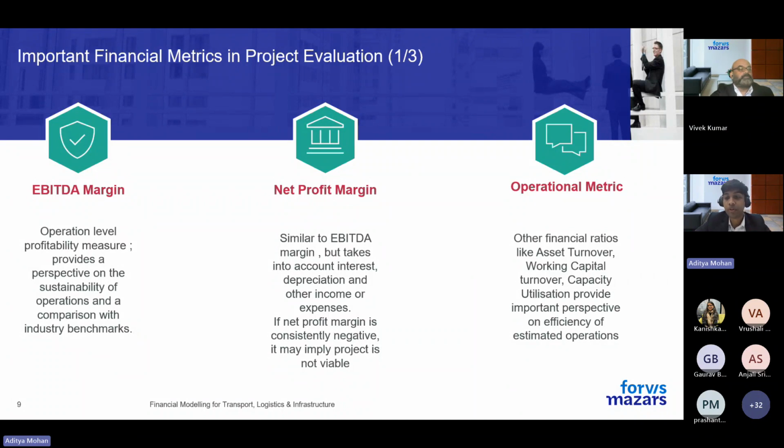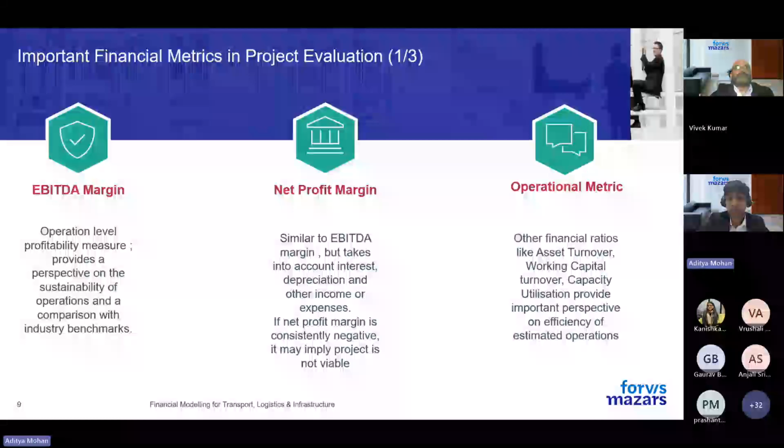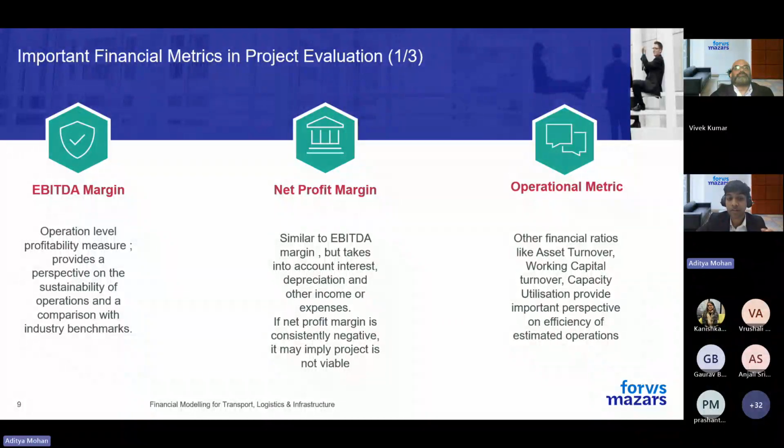Next is your net profit margin. Similar to your EBITDA margin, but it takes into account interest, depreciation, and other incomes or expenses. Initial net profit may be negative for many projects, though at the cash profit level it may be positive due to the adding back of a large depreciation amount. So if your net profit margin is consistently negative for the medium term, it may imply that the project viability or financial leverage may not be sustainable.